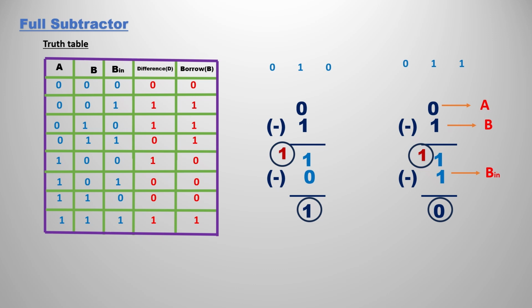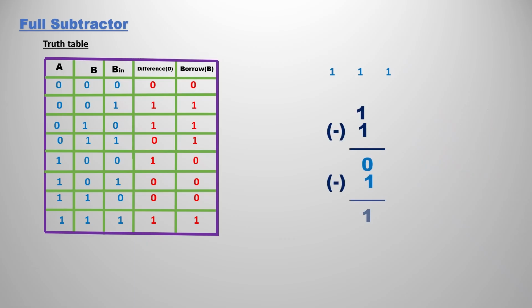Now the next one, 3, that is 0 1 1. We subtract 0 minus 1, that is A and B. The difference is 1 and the borrow is 1. Then we subtract the difference from B in, that is 1 minus 1, which is 0, and the borrow is 1. I hope you are understanding these things. You can do all the remaining ones like that.